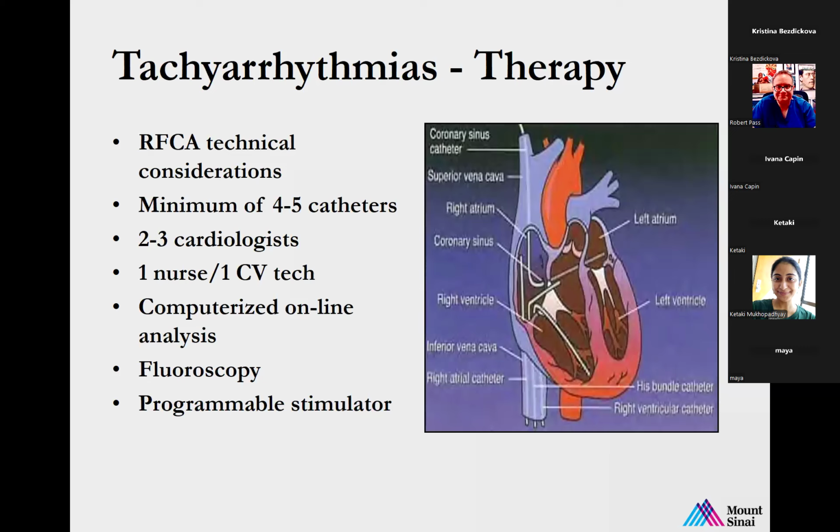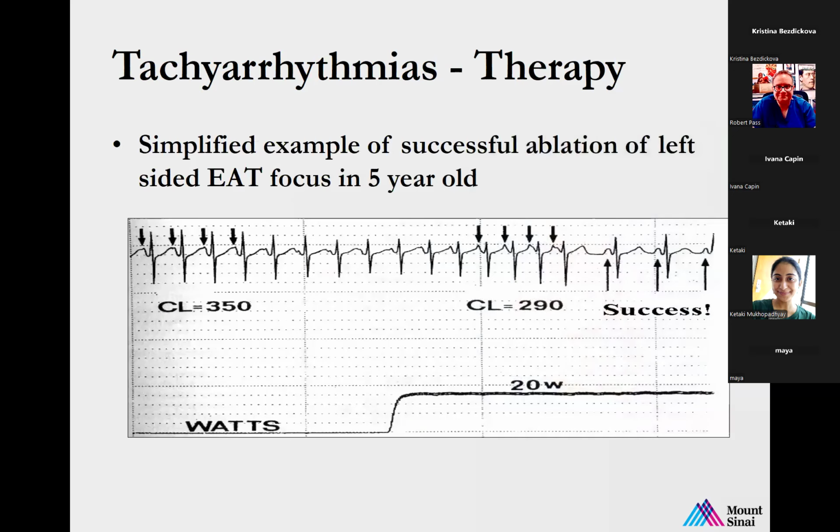We have computerized online analysis. You have to have fluoro, a programmable stimulator. So it's a very complicated procedure requiring a lot of equipment, lots of things all at the same time. And as some of you have seen in our lab, and by the way, true in every lab I've worked in, with so many various things involved in an ablation, it's rare that you go through the whole case and everything works perfectly. There almost always is some technical snafu that requires some jimmy rigging during the case. But when it's successful, it's a very nice feeling.